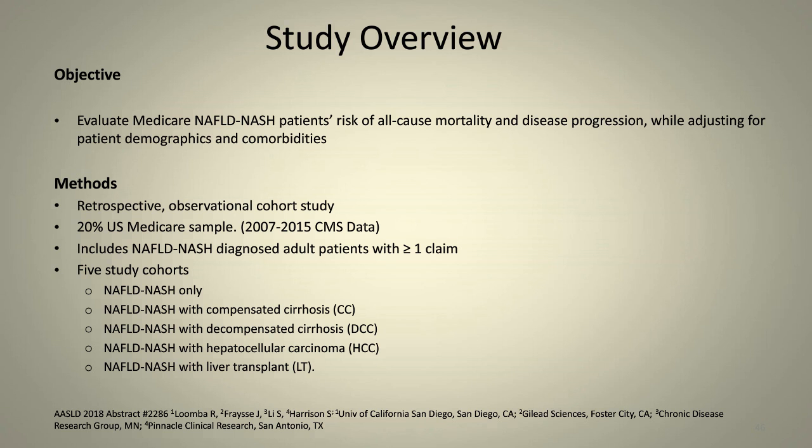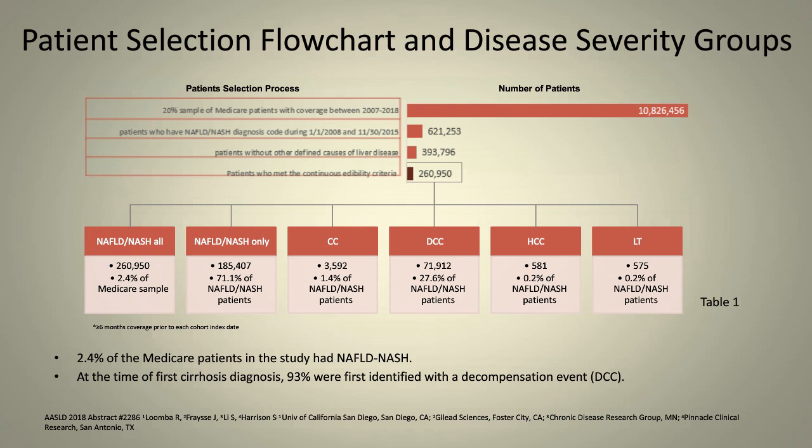and liver transplant. Now, what you can see here is of the 10 million patients analyzed, about 250,000 had NAFLD and NASH. About 3,500 had cirrhosis, 71,000 were decompensated, 581 liver cancers, and 575 liver transplants. 2.4% of Medicare patients had NAFLD and NASH. And again, the telling truth here is at the time of first cirrhosis diagnosis, 93% already had decompensated.